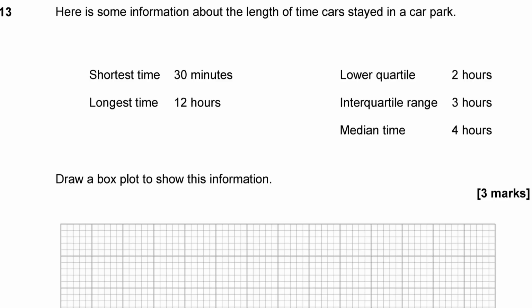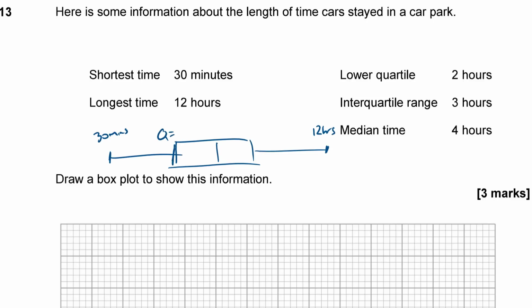Now, a box plot consists of a box with a line in it and two whiskers that spread out like that. This value down here is going to be the lowest value, so that is my 30 minutes. The one at this end is the longest time, so that's my 12 hours. The lower quartile, Q1, is going to be 2. The interquartile range is 3. That means the distance between Q1 and Q3 is 3, and 3 more than 2 is 5, so that one's got to be 5 up there.